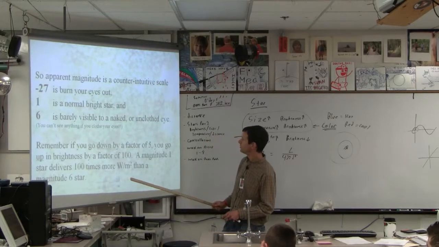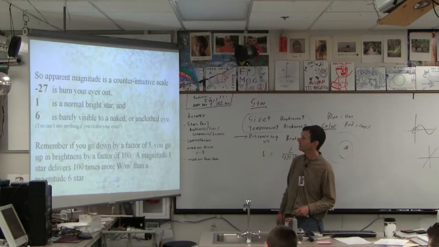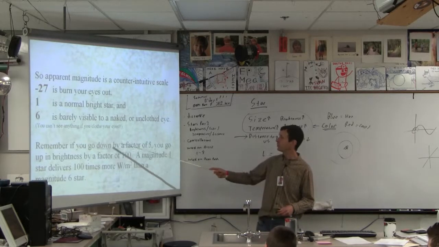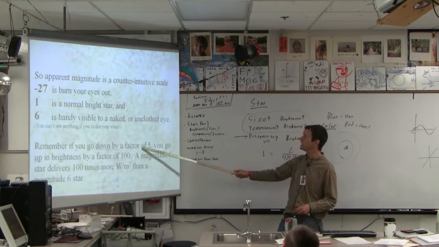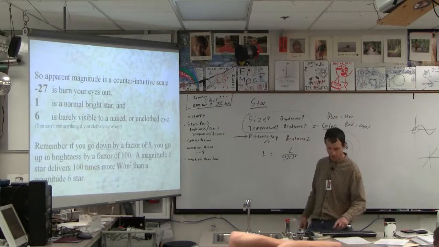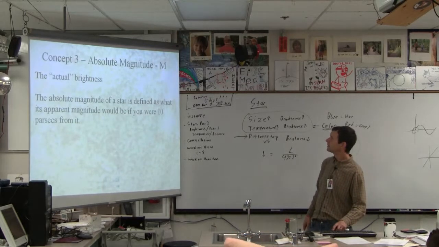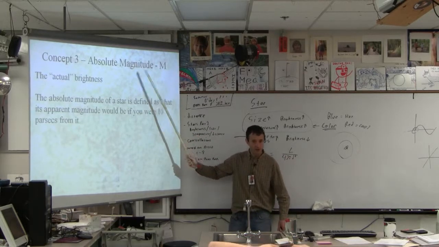6 is barely visible to a naked or unclothed eye, but of course you can't see anything if you clothe your eyes. And if you remember with logarithms, if you go down by 5, the way this works out is a factor of 100, but we're not going to get into that. And then the final thing is that there's something called absolute magnitude.